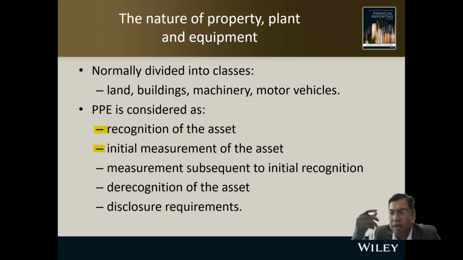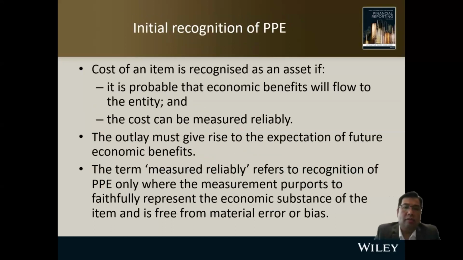The next one, after the initial measurement, we might remeasure the value of the PPE. So we have several models there. So how to process, how to record the subsequent measurement done after we already bought or purchased the assets. The next one is how to recognize the assets, and finally what kind of disclosure is needed in our financial statement or corporate reports. So let us move to the first one, the initial recognition of PPE.